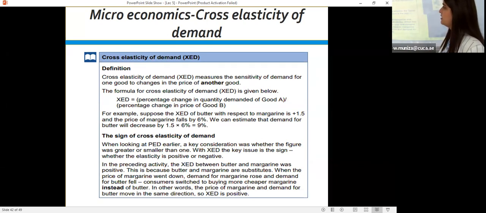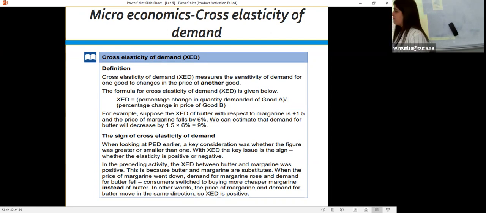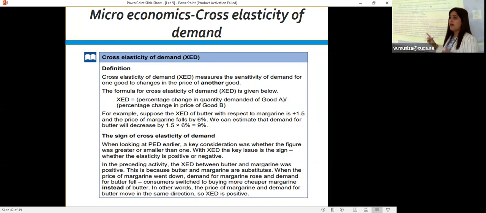In the preceding activity, the cross elasticity of demand between butter and margarine was positive. This is because butter and margarine are substitutes. When the price of the margarine went down, the demand for the margarine rose and the demand of butter fell. Consumers switched to buying more of the cheaper margarine instead of butter. In other words, the price of margarine and demand for butter move in the same direction. So the cross elasticity of demand is positive. When both are moving in the same direction, the price increase in one substitute is bringing an increase in demand of the other substitute. The answer to the calculation would be positive.